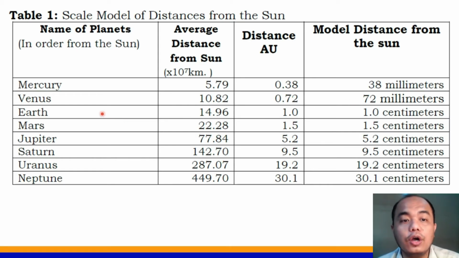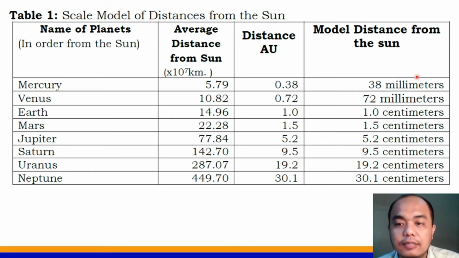Now, sa nakikita ninyo, yung Earth, for example, has 14.96 times 10 to the exponent 7 kilometer average distance from the Sun. Ang ibig sabihin ng 14.96 dito class ay 149,600,000 kilometers ang distance ng Earth sa Sun. Pero, instead of using this large number, again, 1 AU na lang ang ginamit dito. Kung napapansin ninyo. At yung 1 AU naman ay ang equivalent ay 1 centimeter.